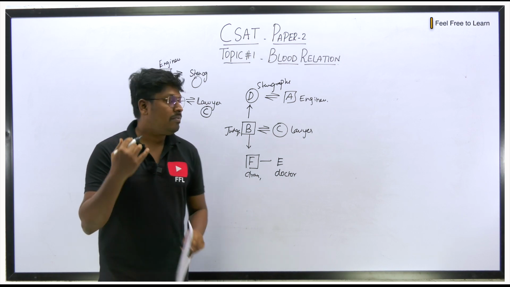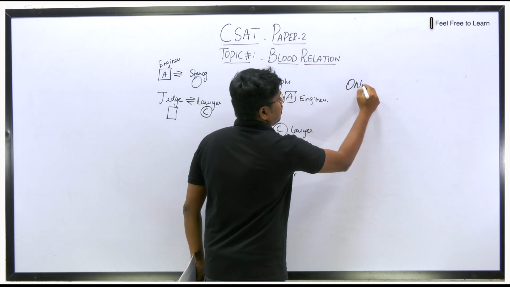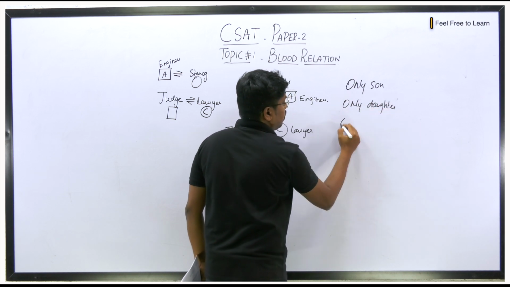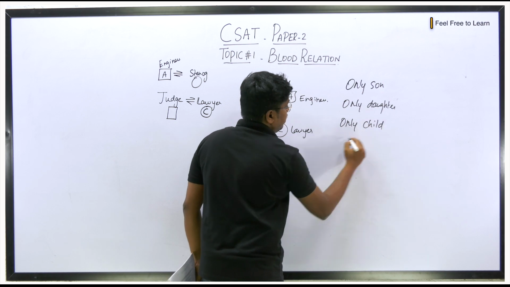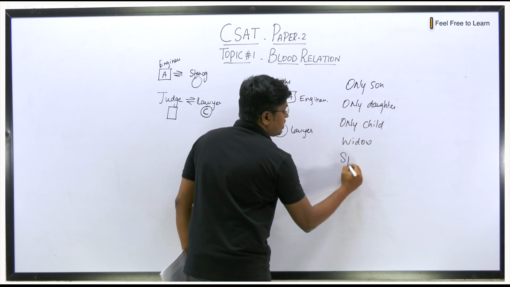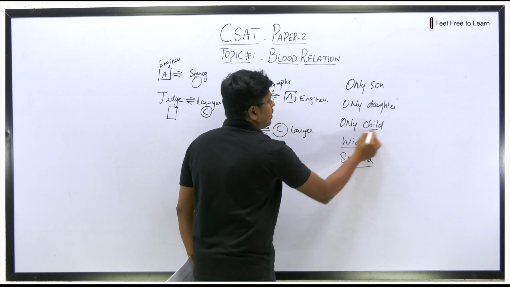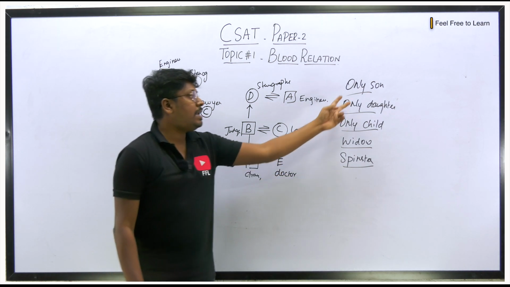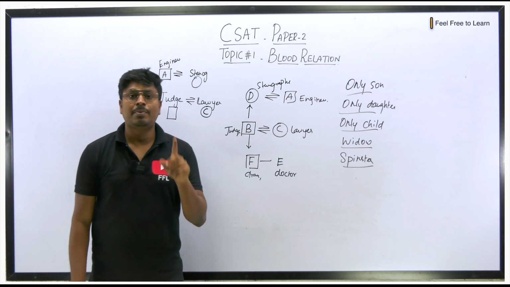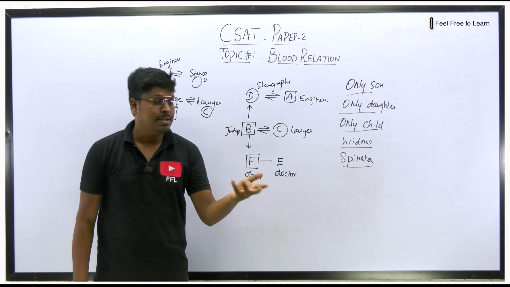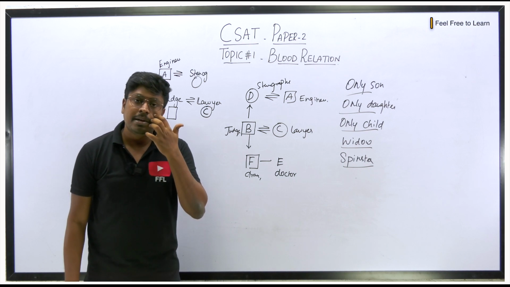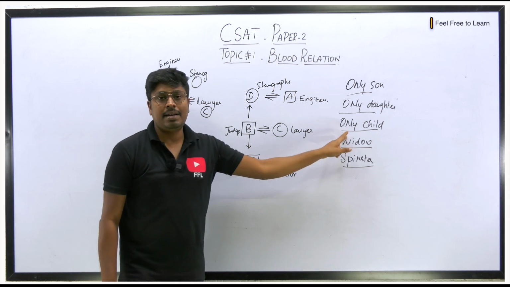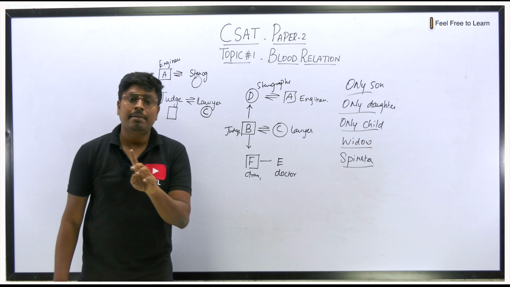And another important thing, always remember some of the points: only son, only daughter, only child, and widow, and spinster. So these are the important words that you need to remember while solving a question, where many students will make a mistake. Only son, the meaning of only son here is he has only one son, but he can have multiple daughters. Similarly, only one daughter, he has only one daughter, but he can have many sons. Understood or not? So only child is important. Only child, which means he has only one child, but that child can be a male or a female.